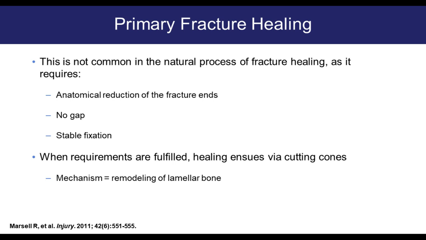Primary fracture healing requires an anatomical reduction of the fracture ends. There needs to be no gap, and there needs to be stable fixation. And often that stable fixation should also include compression of the fracture ends. When these requirements are fulfilled, healing ensues in a primary method, and that's also a method of cutting cones. So very simply, the bones heal in the same way that they remodel. Osteoclasts will form the cutting cones, and osteoblasts will follow in and make new bone, and that fracture heals without callus. It heals in a primary fashion.